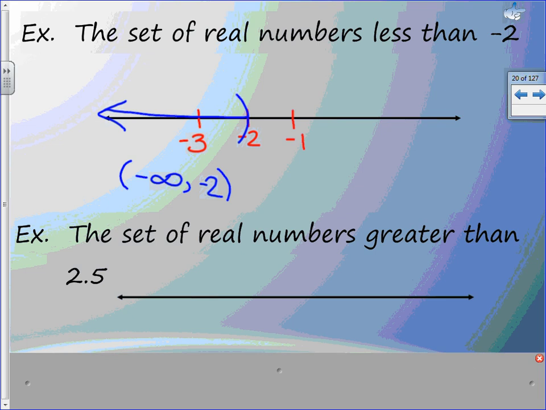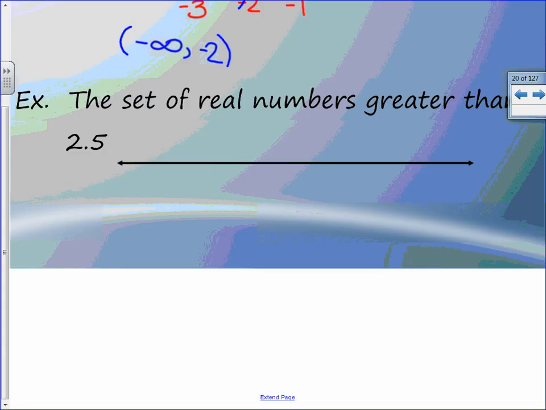Set of real numbers greater than 2.5. Oh no, sorry, I'm gonna do better than that. You don't want to have a 2.5 really on your number line. I'm going to put a 3 and a 2, because why? What would you put halfway in between your 2 and 3? Bracket or parentheses? Which way does it face, to the right or the left? Right, good, because it's going to positive infinity, because it's just greater than.